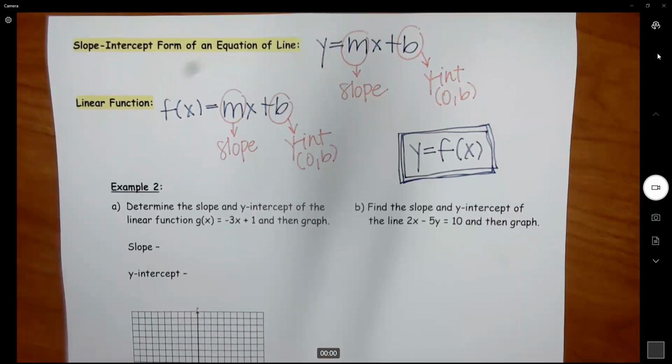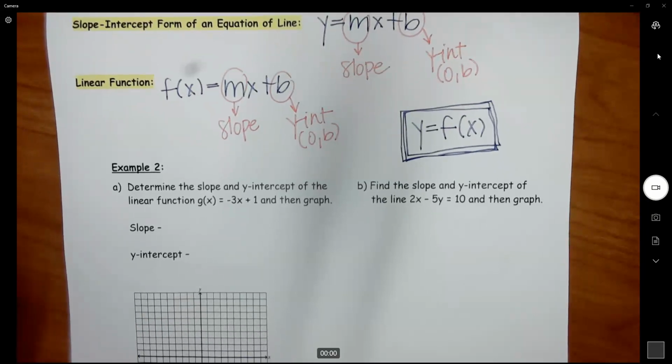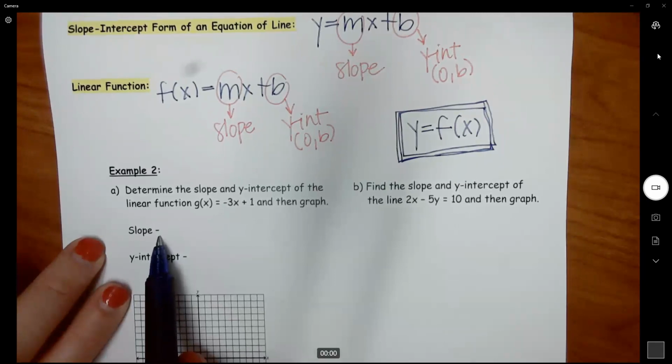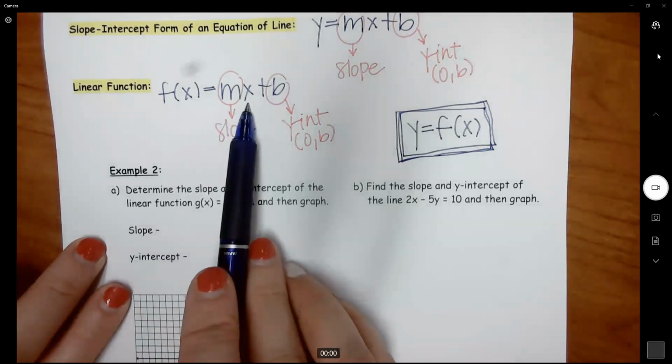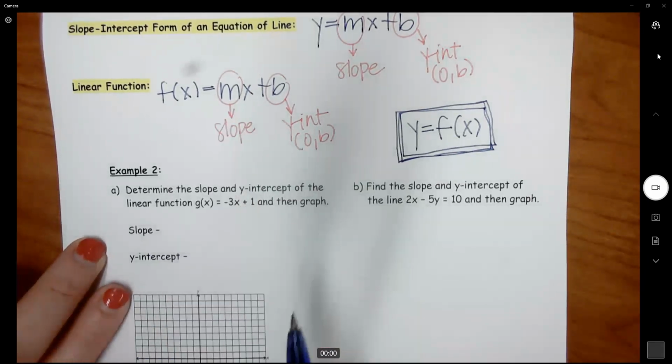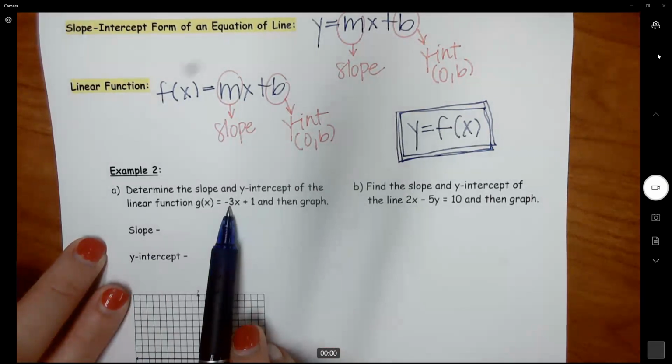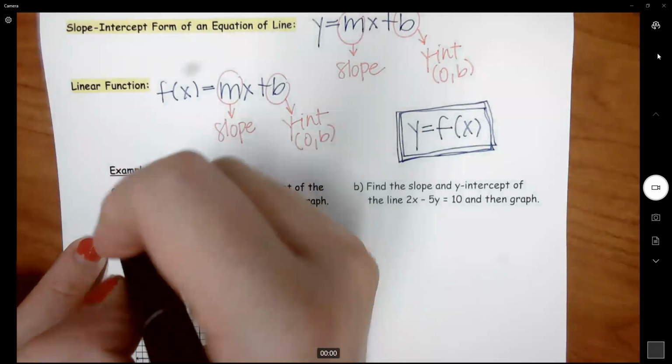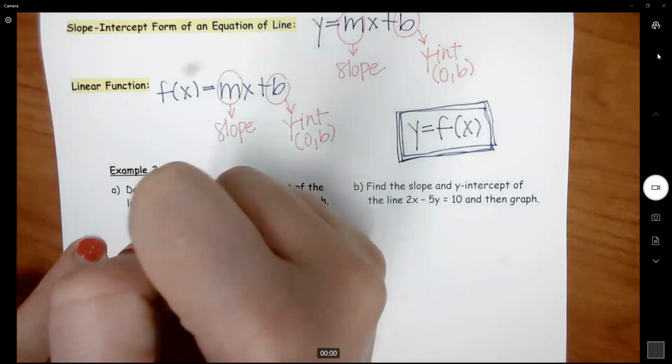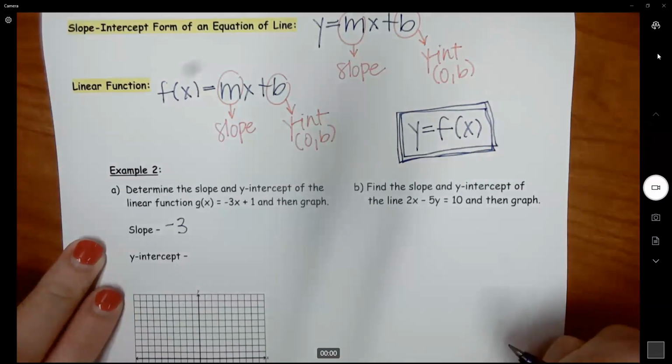So in this example, we need to determine the slope and the y-intercept of the linear function g of x equals negative 3x plus 1, and then we are going to graph it. So what is my slope? Well, my slope is whatever's in front of that x, in this case this negative 3. So here my slope is negative 3.